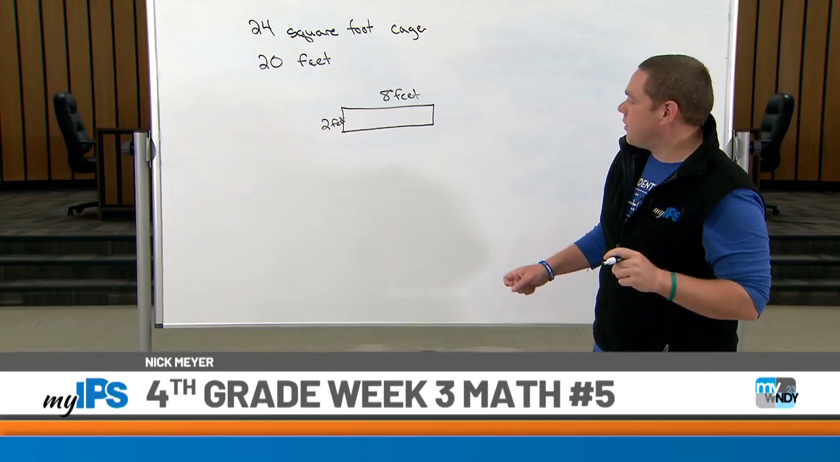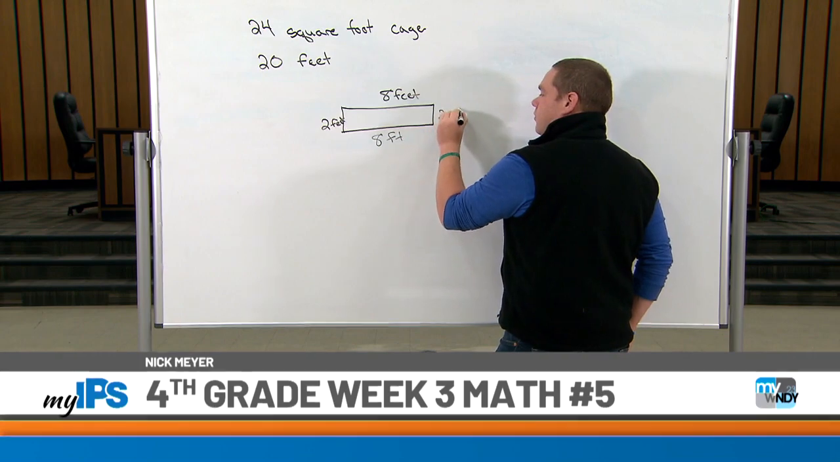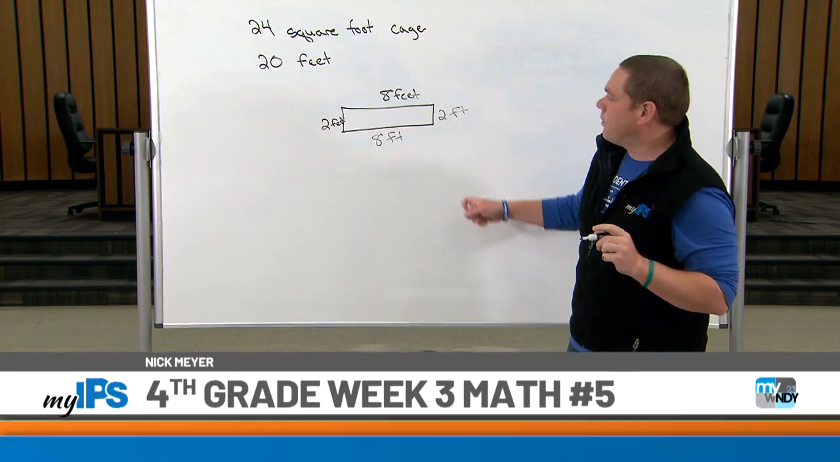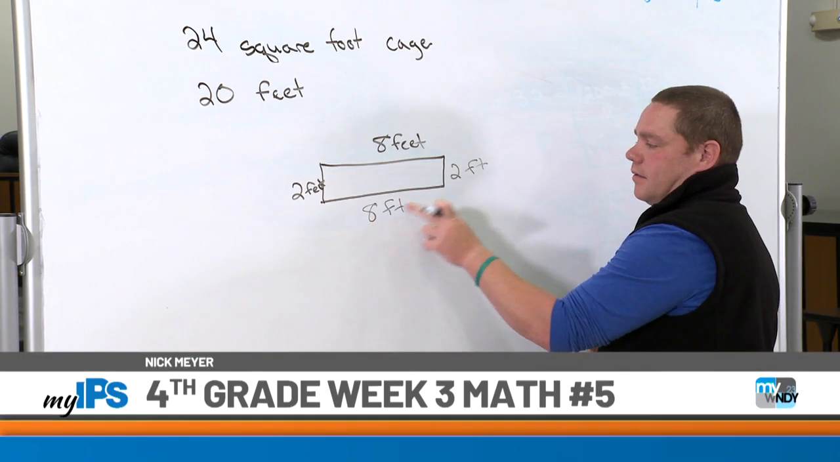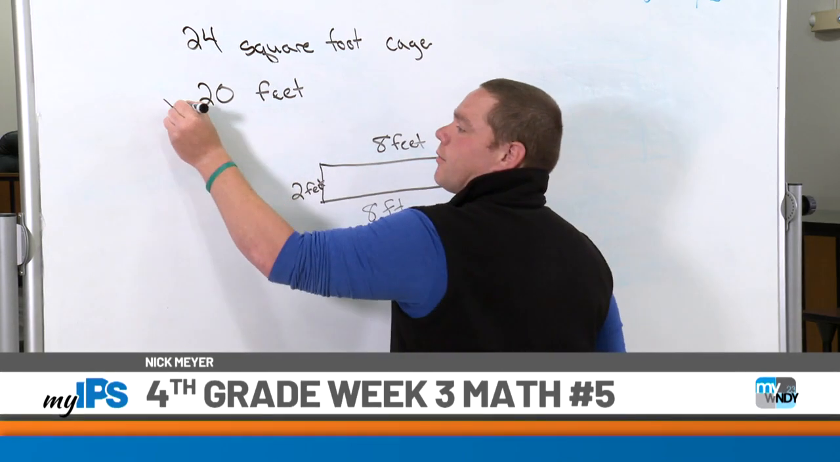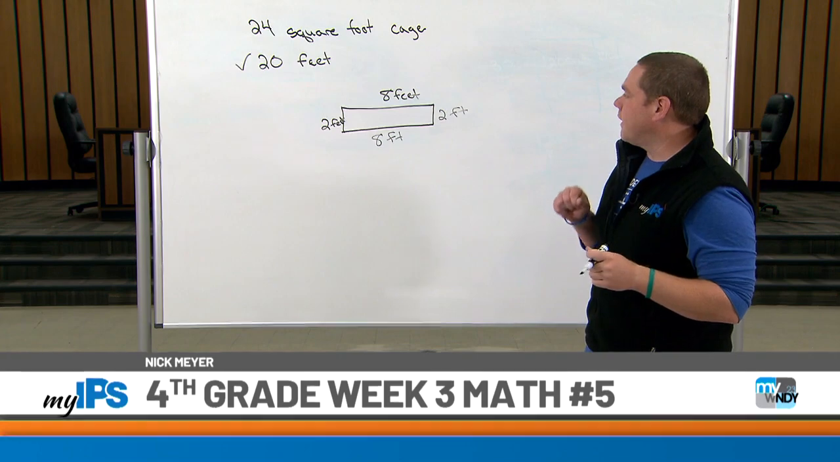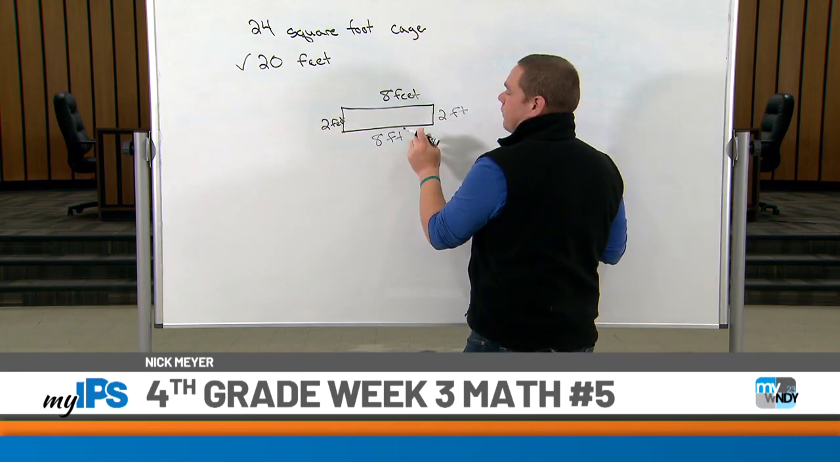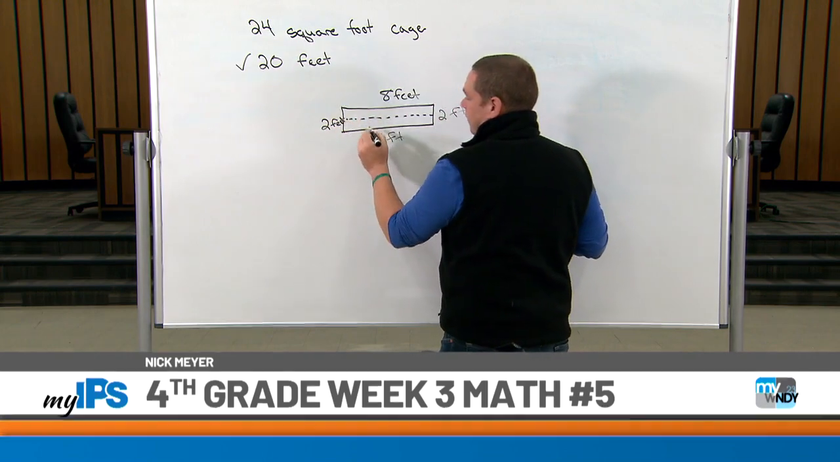Do I end up with a perimeter that's 20 feet? That's 8 feet, 2 feet. 2 plus 8 is 10, plus another 2 is 12, plus another 8 is 20. So I've got a perimeter that's 20 feet, but do I have an area that is 24 square feet? If I draw this out, there's 2 there.